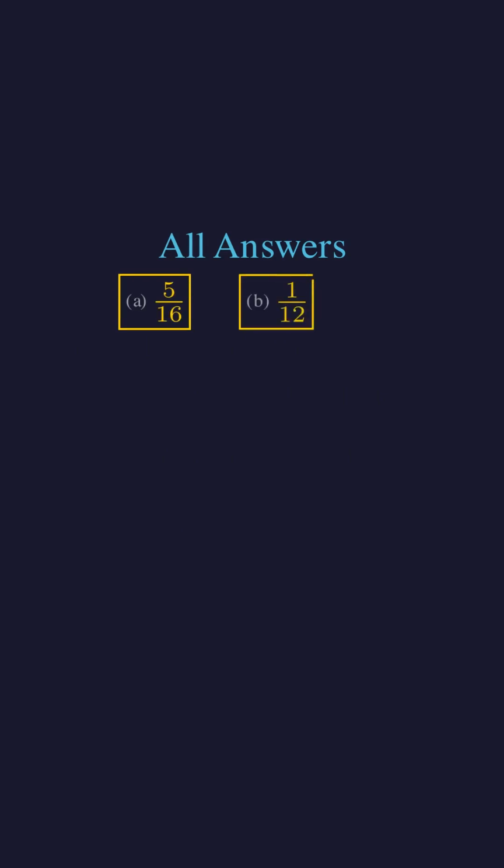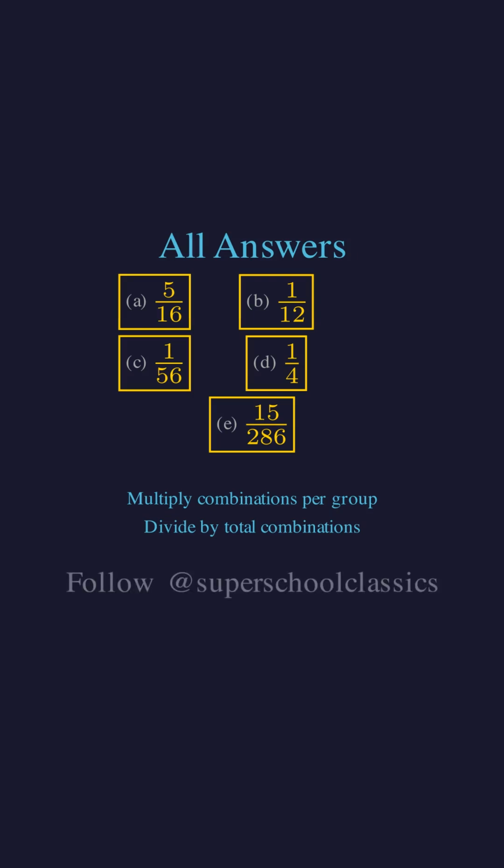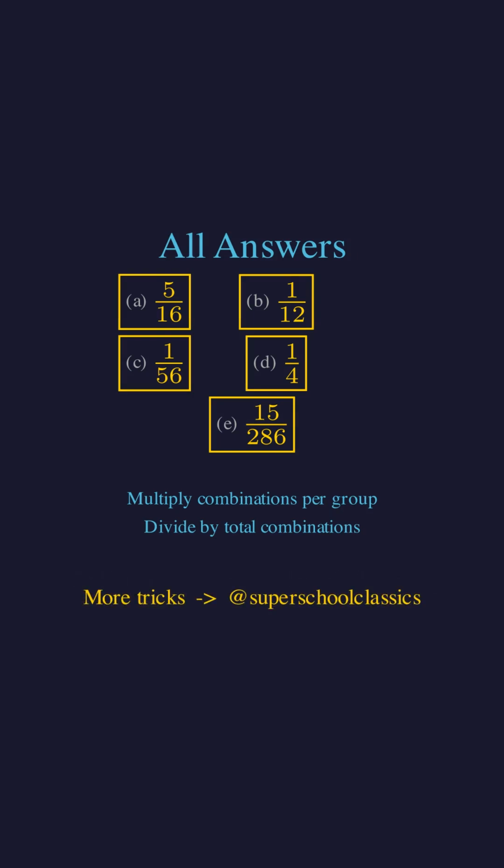When picking from groups, always multiply the combinations for each group separately on top. The denominator is always the total ways to pick that many balls from the whole bag. 1 bag, 5 questions, 1 idea. Combinations do the heavy lifting.